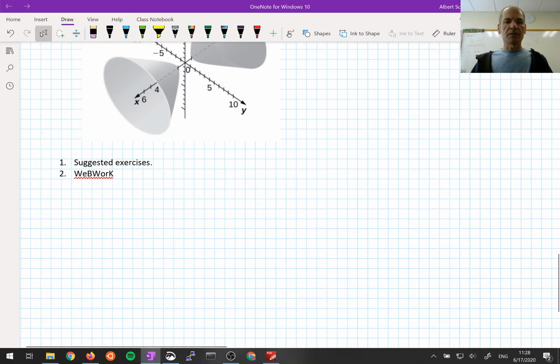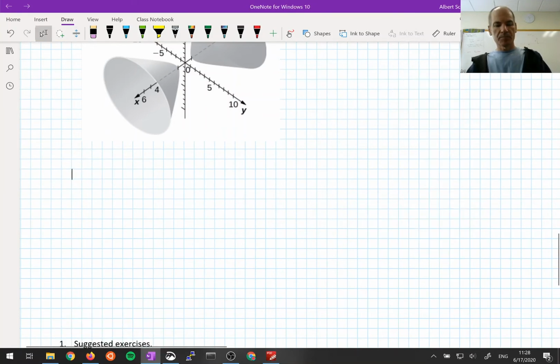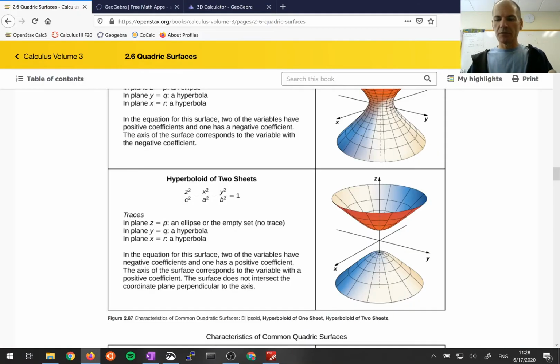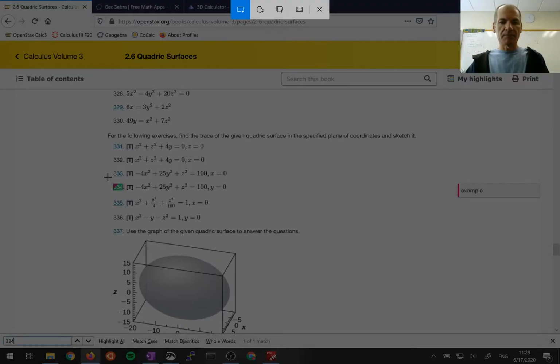All right, let's continue. We want to talk about problem 334 now. So 334, jumping over to the textbook. For the following exercises, find the trace of the given quadric surface in the specified plane of coordinates and sketch it. All right, so we want to find the trace of this surface in the y equals 0 plane. Let's grab that.